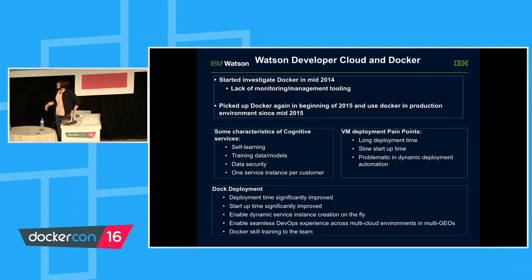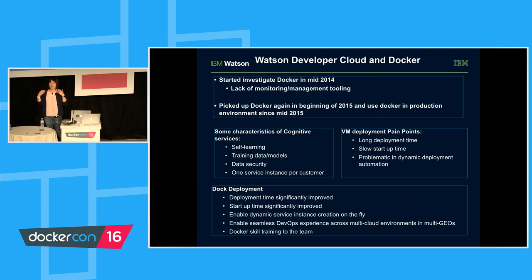So, the history of Watson Developer Cloud with Docker. At the beginning, we started looking into using Docker in mid-2014. But quite honestly, back then Docker had just started, and although we really loved Docker in terms of how fast it can be deployed and start up, there was a real lack of management capability. Mesos Marathon had just started, and there was not much of a choice from a management perspective. So we did not use Docker immediately.